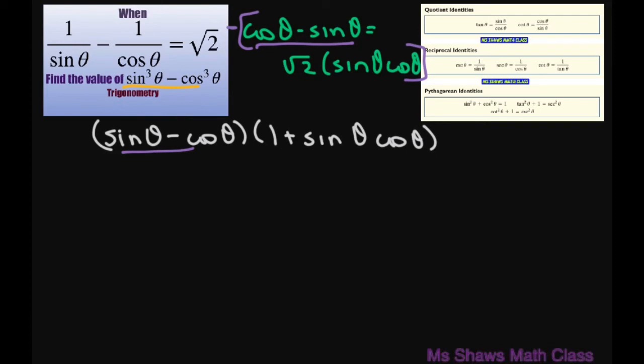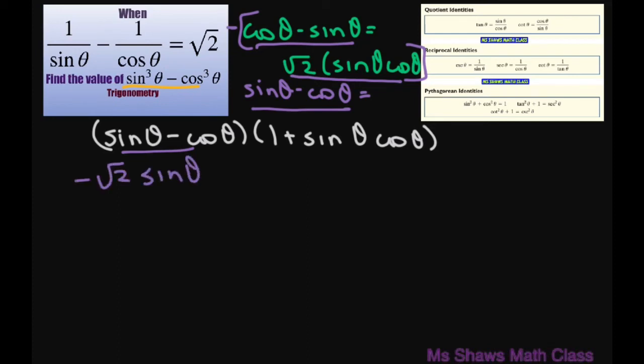sine of theta minus cosine of theta is going to equal, this is just going to be negative. So this is going to equal negative square root of 2 sine of theta times cosine of theta. And then we still have this 1 plus sine of theta cosine of theta. We're getting there.